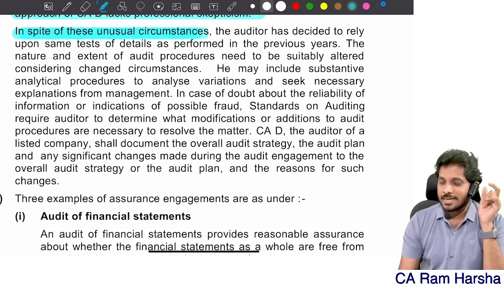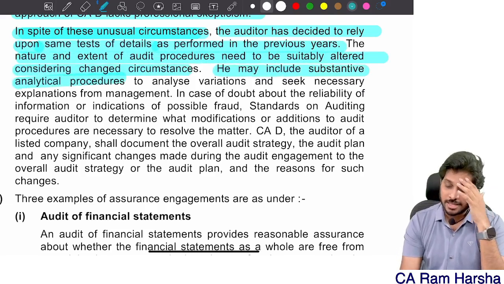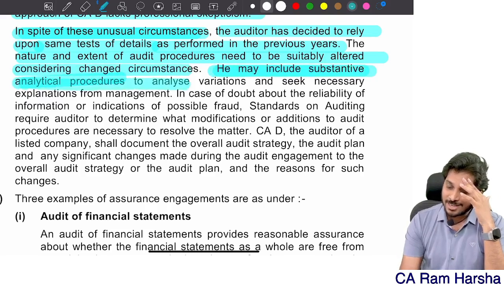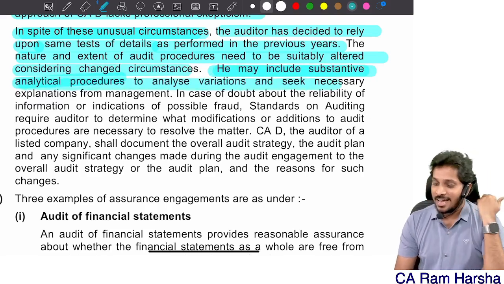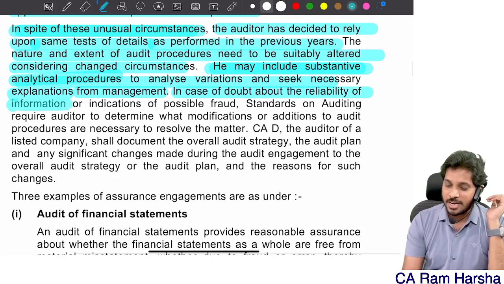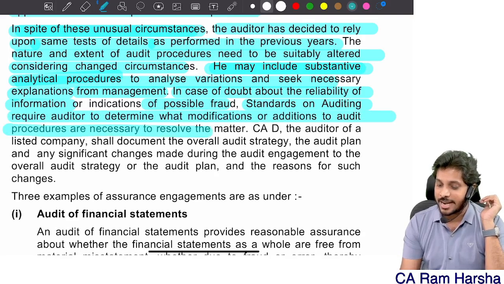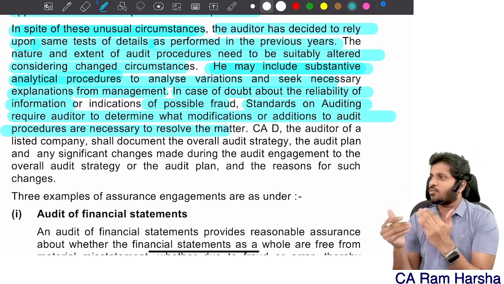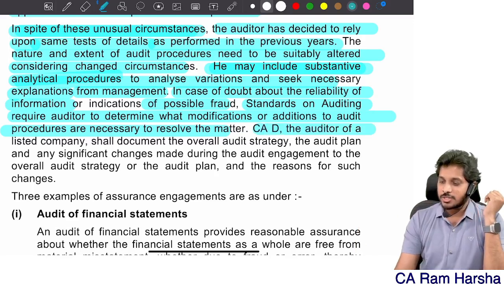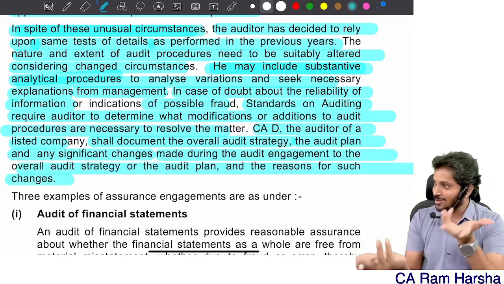In spite of the circumstances, the auditor has decided to rely upon test of details as performed. The nature and extent of procedure need to be suitably altered. He may include substantive analytical procedure to analyze variations and seek necessary explanations from management. In case of doubt about reliability of information or possible fraud, SA requires the auditor to determine what modifications or additional procedure are needed. When you identify any suspected fraud, what additional procedure you have to do? You have to investigate, yes or no? The auditor shall document the overall strategy, audit plan, and any significant changes made during the audit engagement to the overall strategy.